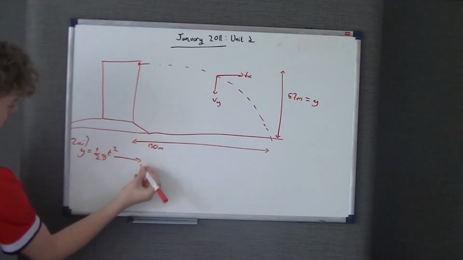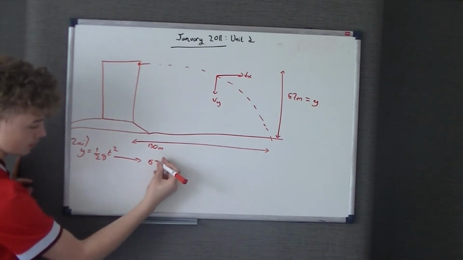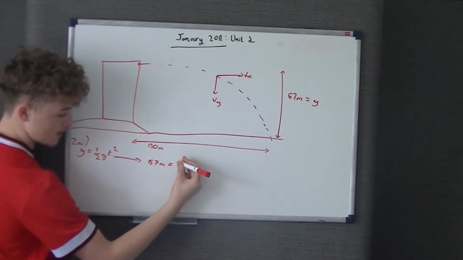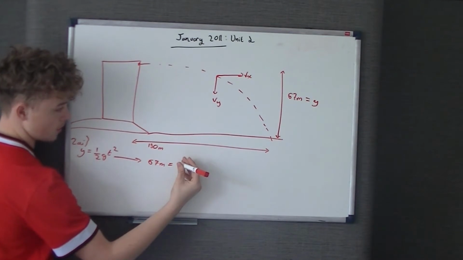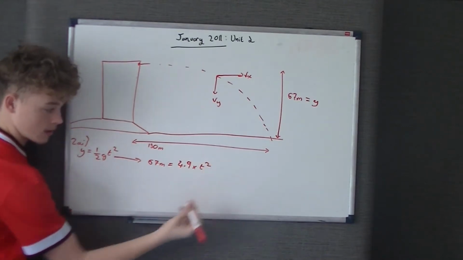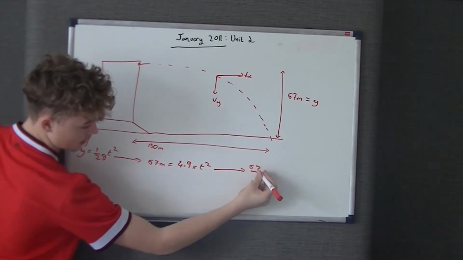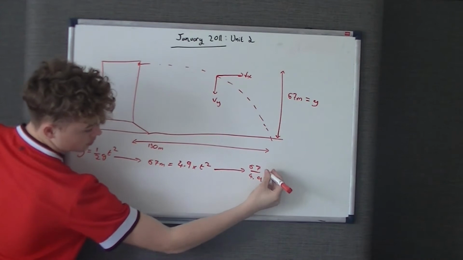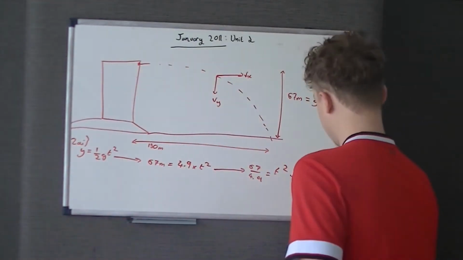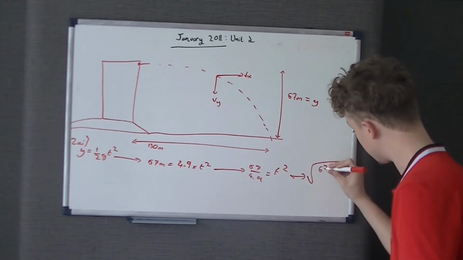Now to do that, what we can do is plug in what we know. So obviously we know y is 67 metres, half of g, which is half of 9.8, which is 4.9 I think, times t squared. So what we do is move this around, so if I've done this right, 67 over 4.9 equals t squared. So we can say the square root of 67 over 4.9 is going to equal t.